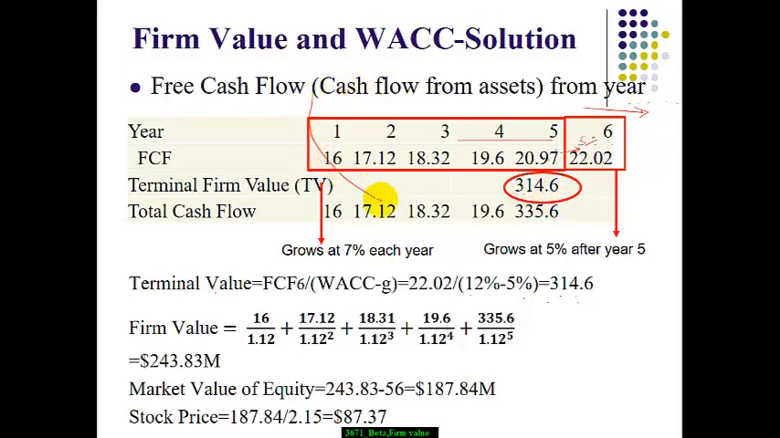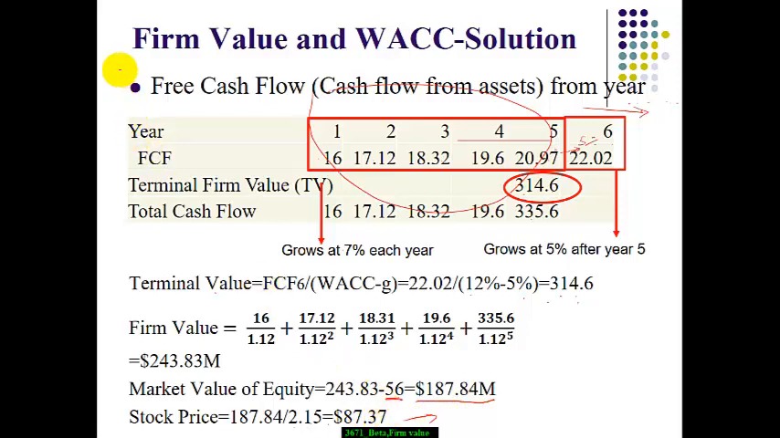Now let's focus on the first stage. We get the total cash flow. We can use a formula, discounting at 12%, or use the cash flow keys to find the firm value. Next, we want to find the equity value. Subtracting the market value of debt, we get a market value of total equity of 187.84. The company has 2.15 million shares of stock, so dividing by this number gives us a stock price per share of 87.37.